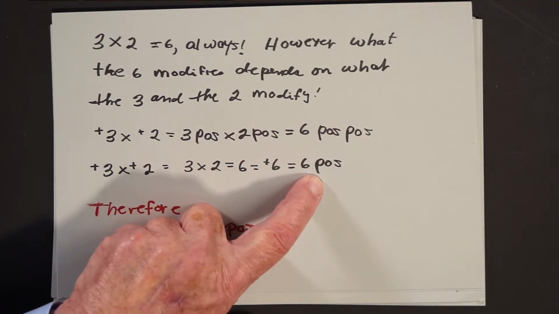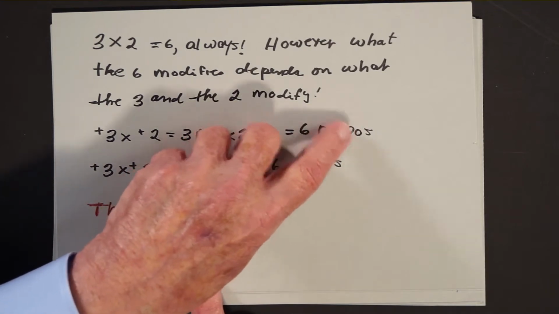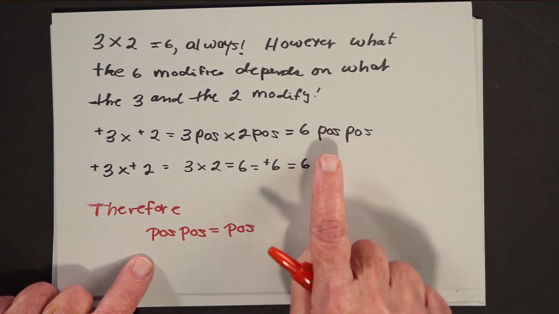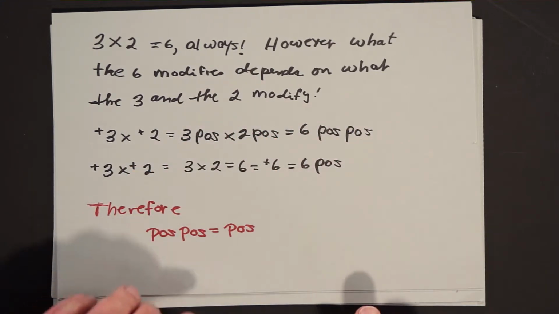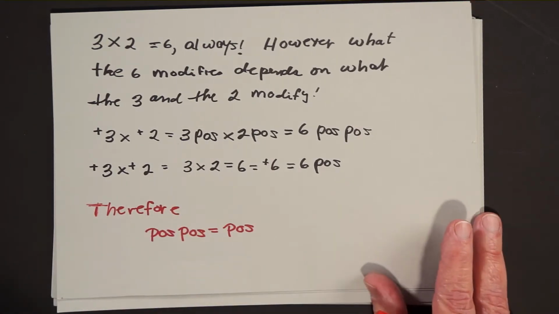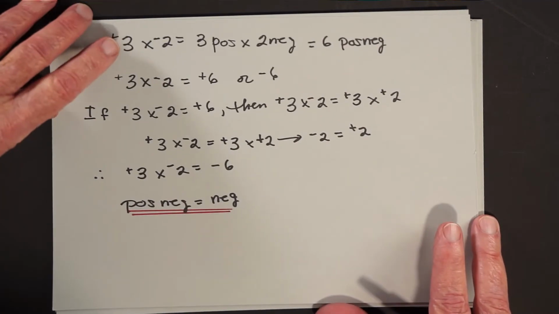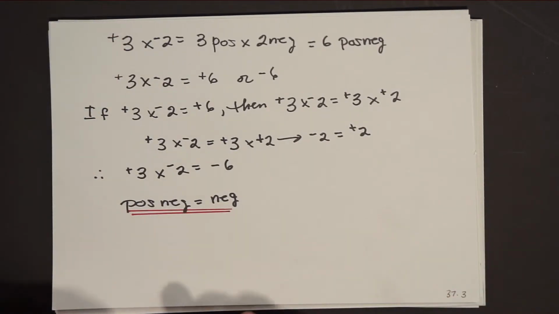The other is 6 pos. There's only two signs, positive and negative, so it shows that positive times positive equals positive. You say, well, that's easy enough, I don't understand what's the big deal about that. Well, now let's see how we can show why positive times negative must be negative.